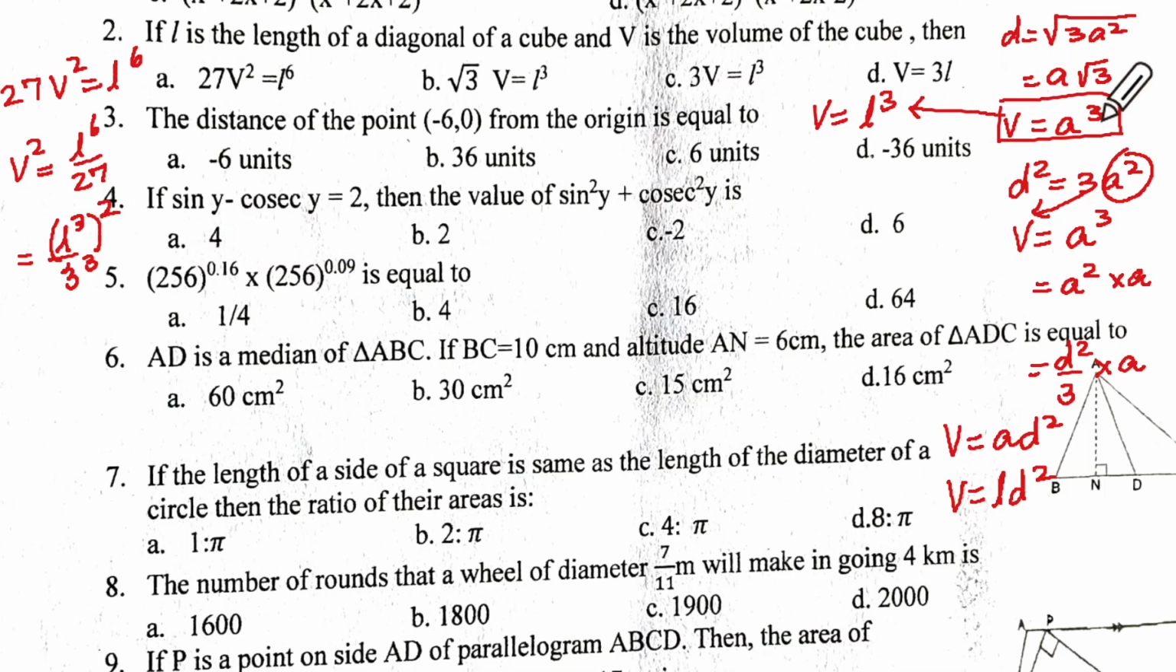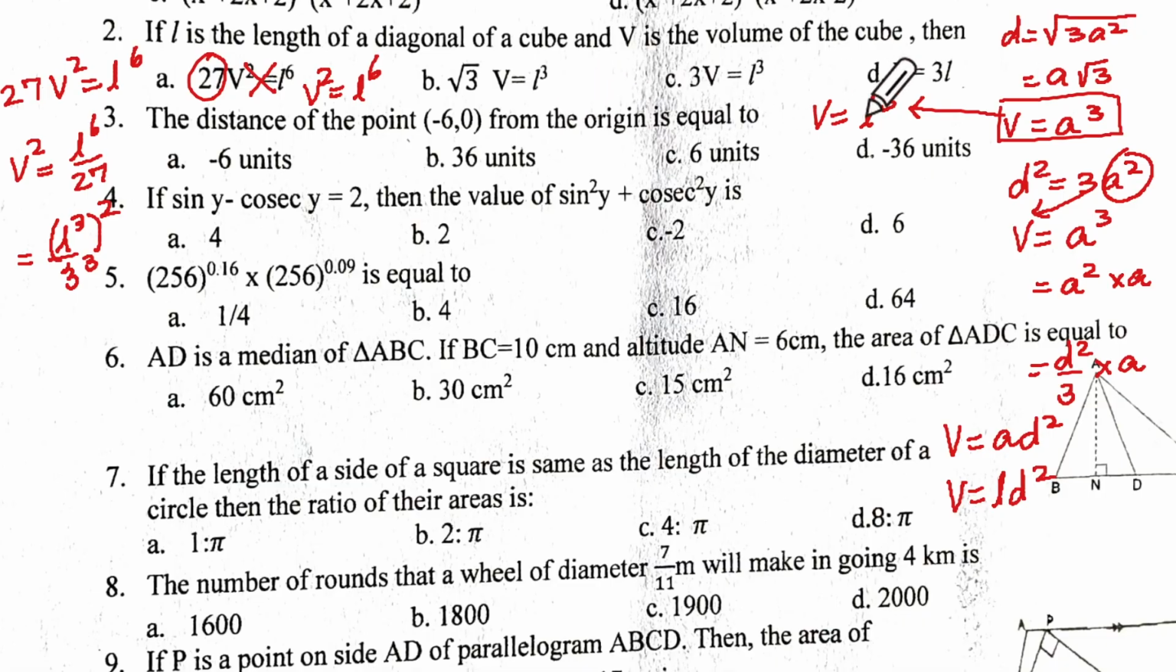Okay, so V is equal to a cube. a means L, so V is equal to L cube. V is equal to L cube is correct. So this is wrong because it is telling you if V is equal to L cube, then your V square will be equal to L to the power 6. So I cannot have it like this, correct? So this is wrong. Agreeable to you?